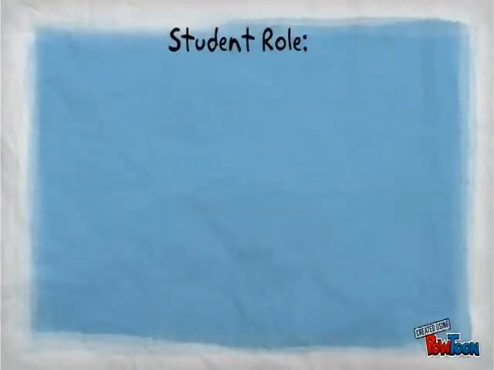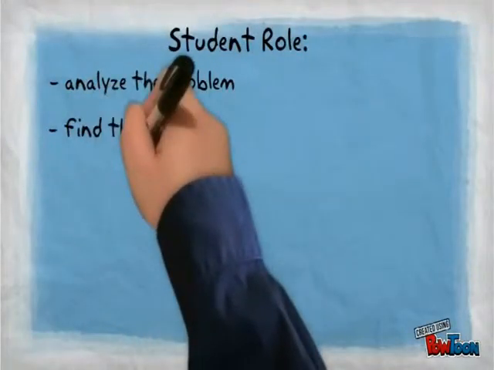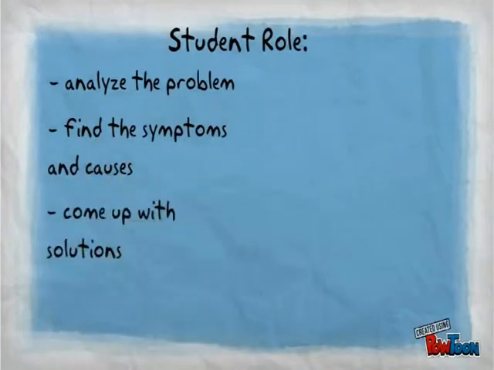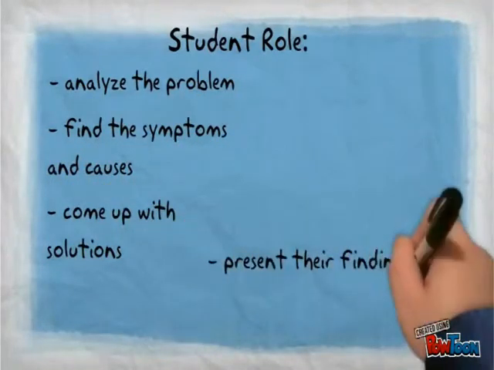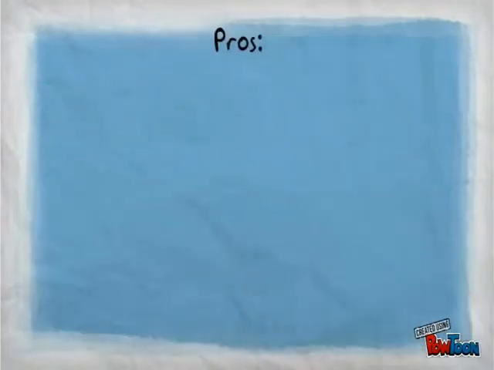The student's role is to analyze the case for the underlying problem, identify its symptoms, causes, and alternative solutions, and present their findings and solutions to the class. There's a little bit for the introvert, there's a little bit for the extrovert, and the desired outcome is that the student will apply their theoretical knowledge to their professional life.